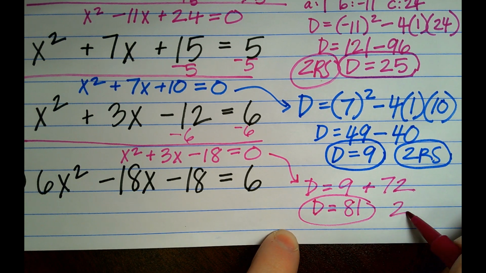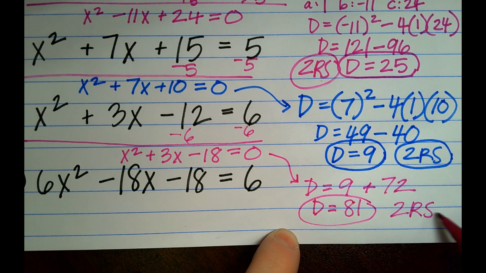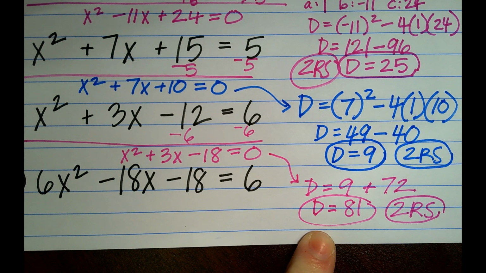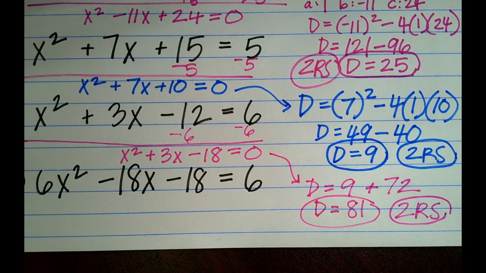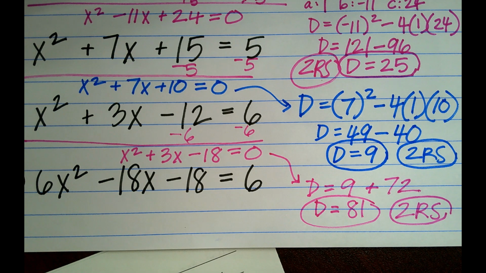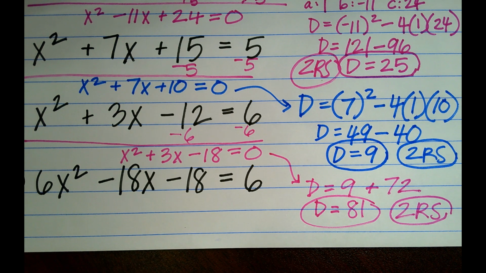Perfect. So again, a positive discriminant of 81, 2 real solutions. For number 8, I'm going to write that on my worksheet as well. Discriminant is 81, and there's 2 real solutions, 2RS. Good. Okay, last one. Who wants it?